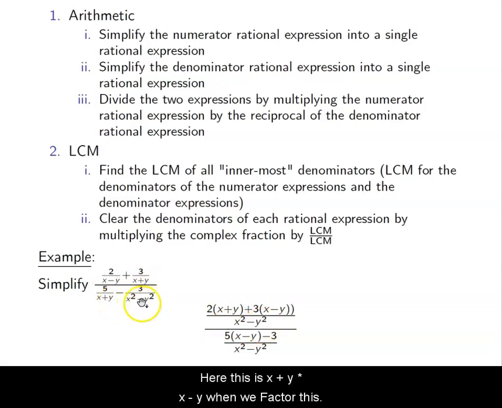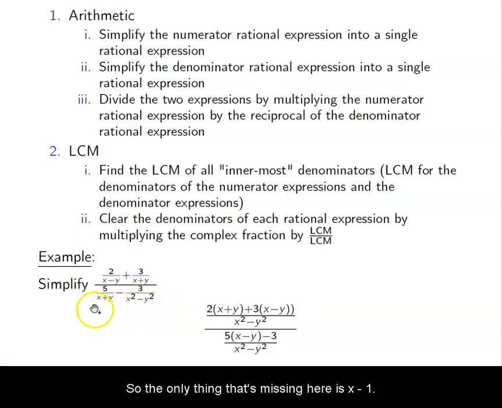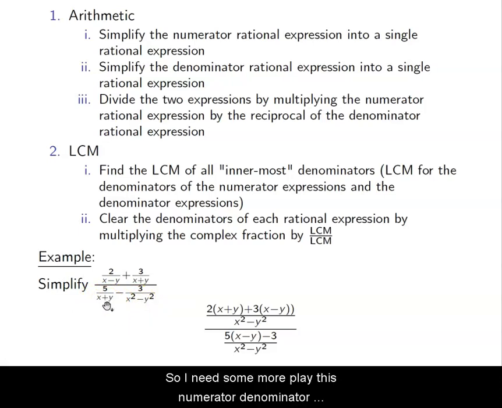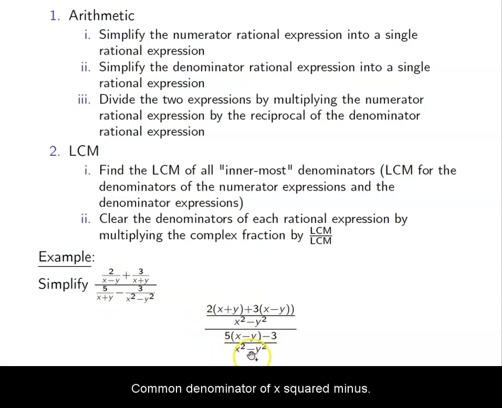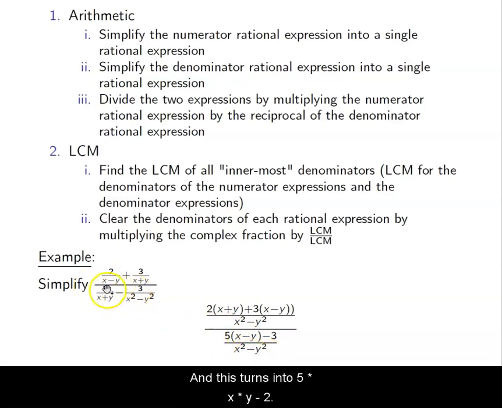Here, this is x plus y times x minus y. When we factor this, the only thing that's missing here is x minus y. So I need to multiply this numerator and denominator times x minus y. That gives me a common denominator of x squared minus y squared, and this turns into 5 times x minus y minus 3. Right? So it's almost one fraction over one fraction. I just need to simplify this numerator and this numerator.